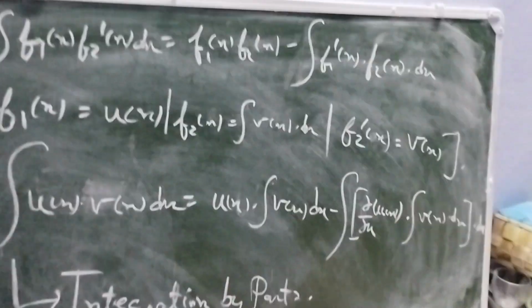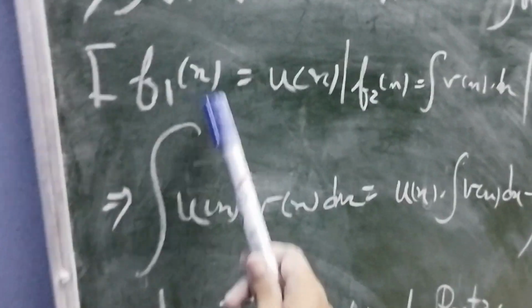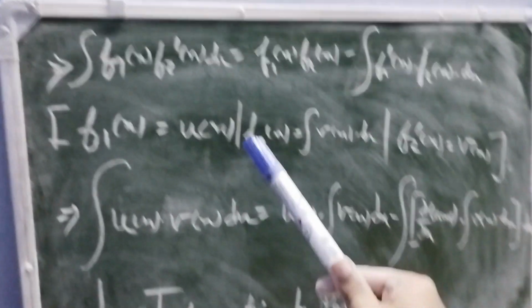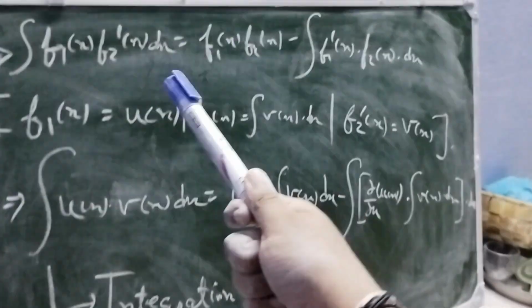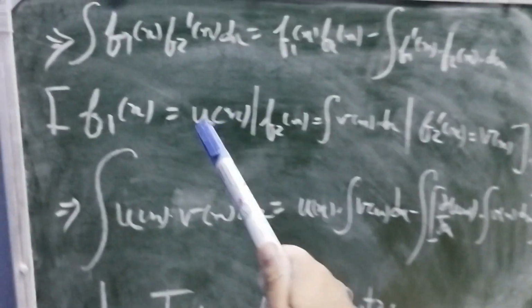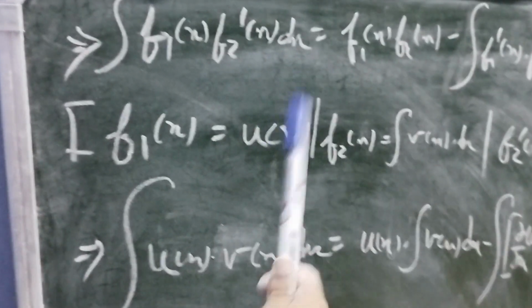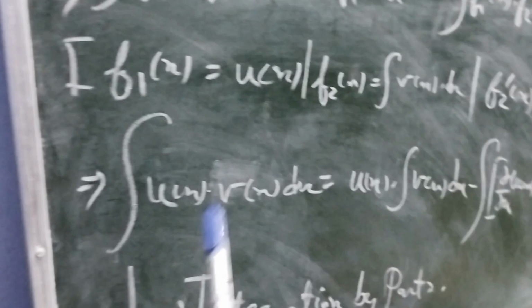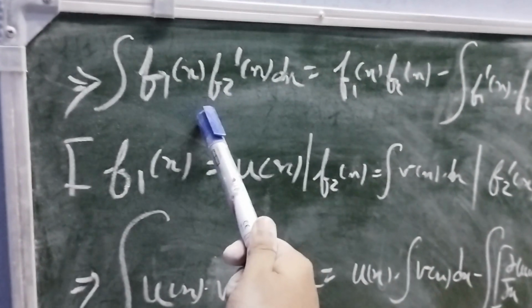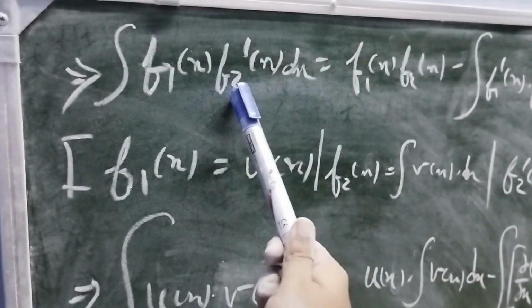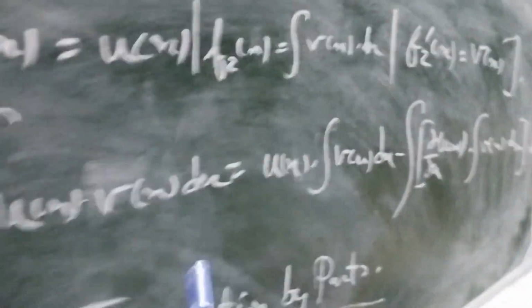I have written it once, then again I have written the values that I pre-assumed, then just by substituting those values in that upper format I got that. See how? Check this. F of 1 of x equal to u of x. F of 1 of x, u of x, right? If differentiable format is v of x, right?